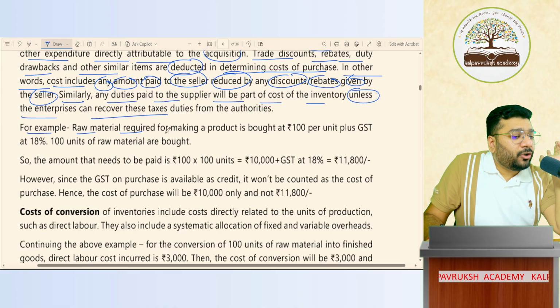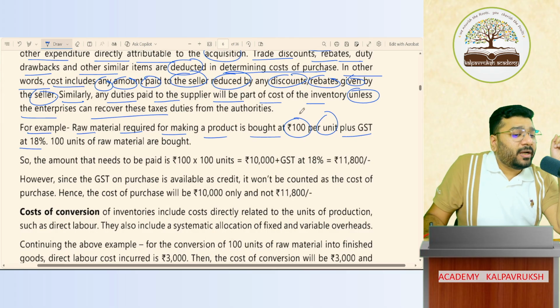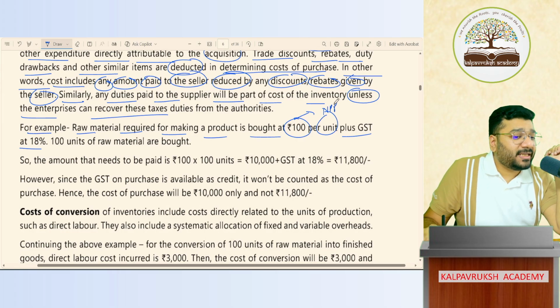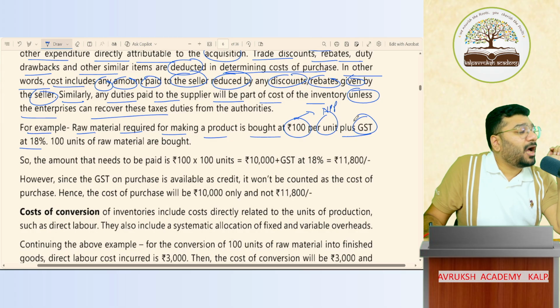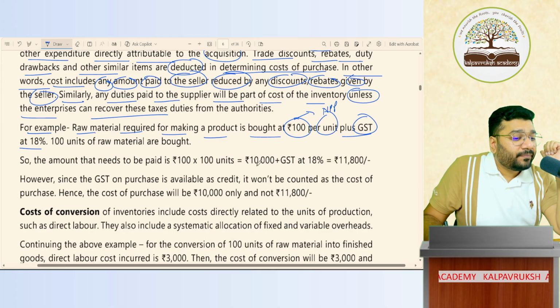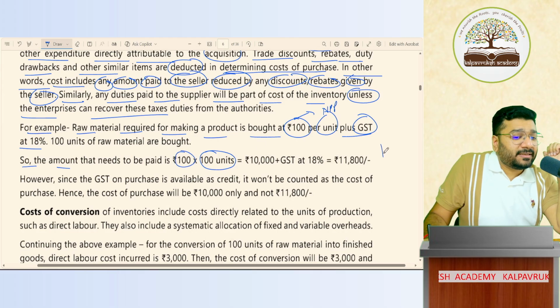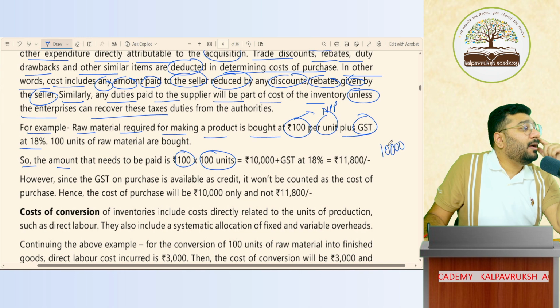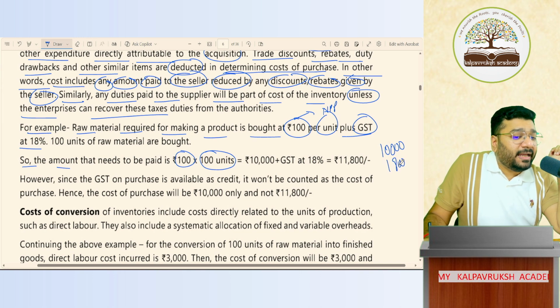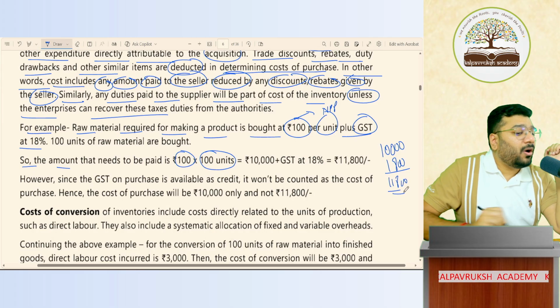Example: raw material required to make the product is bought at 100 rupees per unit plus GST 18%. So what is this 100 rupees called? Net purchase price. On that, I'm calculating GST at 18%. 100 plus 18% gives a total of 118. Now, how much are we buying? 100 units. Into 100 units, my net purchase price is 10,000. Correct? On that, 18% GST means 1,800. So 11,800. Got it, not got it?